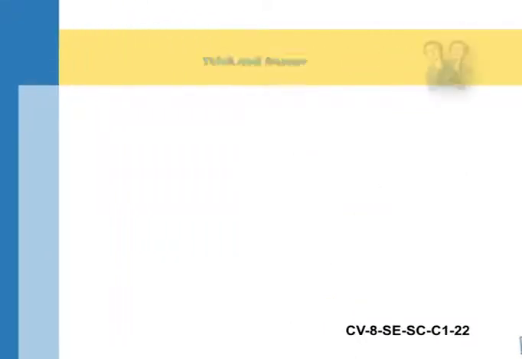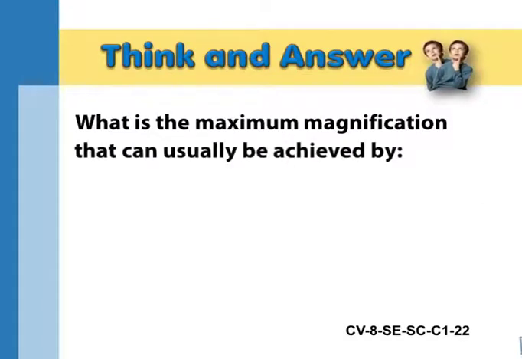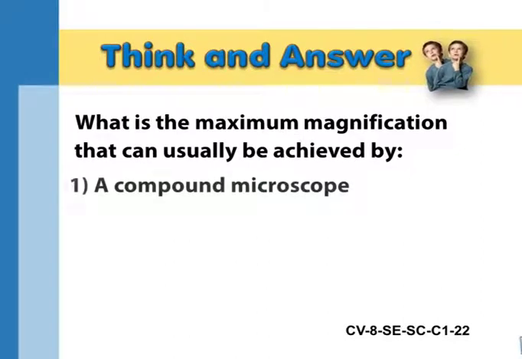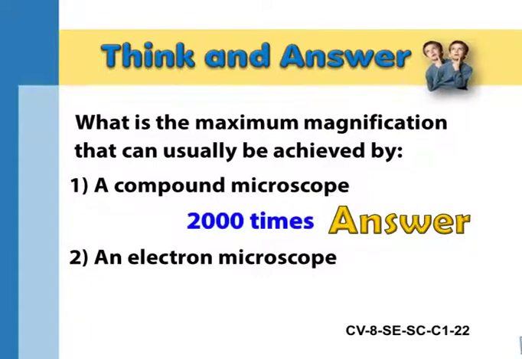Children, here is one more question to think and answer. What is the maximum magnification that can usually be achieved by first one, a compound microscope, second one, an electron microscope? Yes, what is the answer? You are right, a compound microscope magnifies 2000 times, whereas an electron microscope magnifies 2 lakh times.